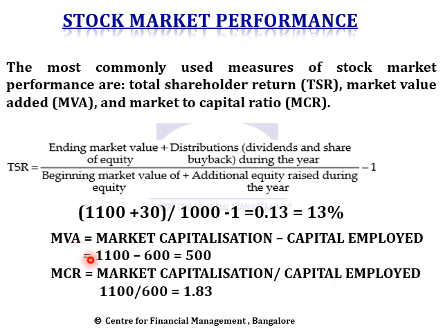Market value added is market capitalization minus capital employed. In this case, market capitalization at the end of the year is 1100 crore rupees. Assume that the capital employed in the firm as shown in the balance sheet is 600 crore rupees. Then market value added would be 1100 minus 600, which is 500 crore rupees. This represents a surplus generated by the company over and above the investment made by investors.